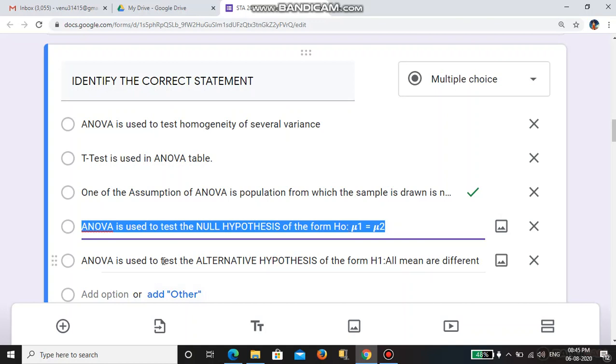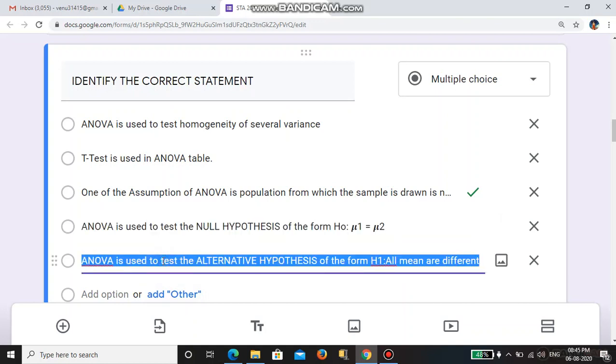Similarly, in the fifth statement you can see, ANOVA is used to test the alternate hypothesis of the form H1: all means are different. So it is false. That is, at least two means are different. In ANOVA, in the alternate hypothesis, the answer is at least two means, but here it became all means. So this is false.